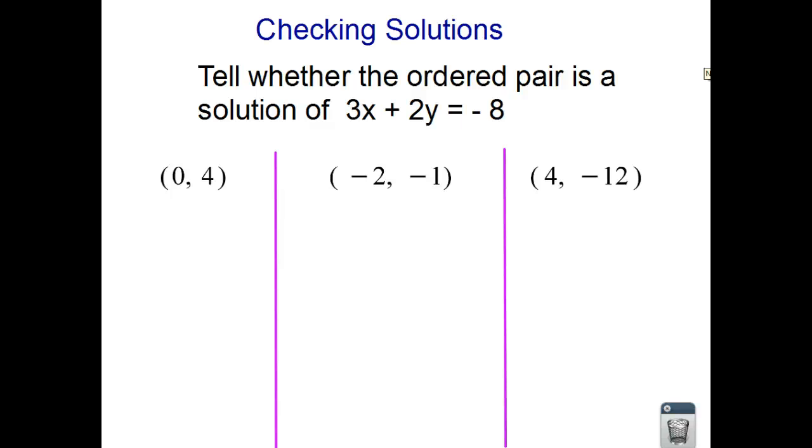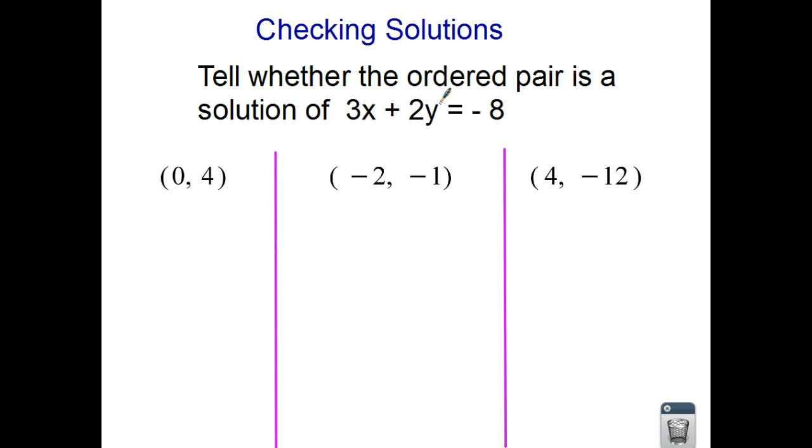The first part of this says, let's check our solutions. Tell whether the ordered pair is a solution of 3x plus 2y equals -8. So in the standard, they're talking about this equation, linear equation in two variables. And the two variables in this equation happen to be x and y. Now, if we have a series of ordered pairs, such as x and y, they will create a straight line. These variables have an exponent of 1, x to the first power and y to the first power, and that is what is going to create the linearity or the straight line for us.